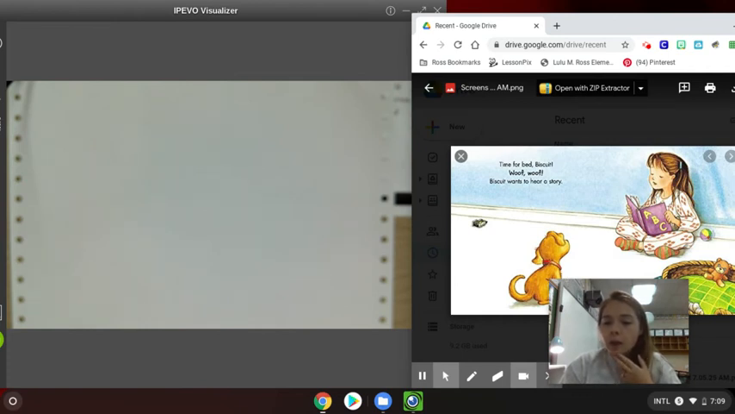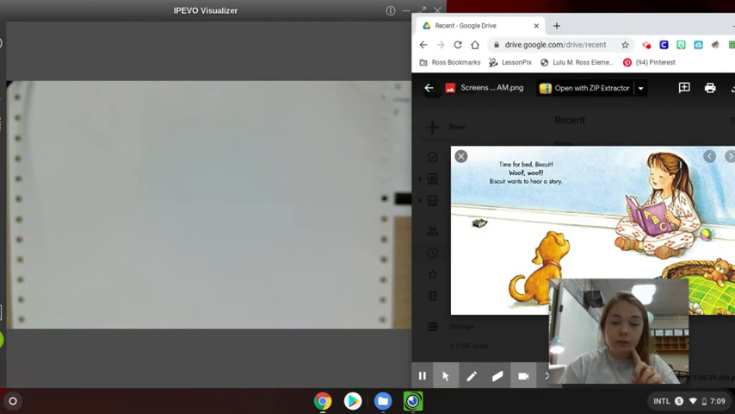Who or what is in the picture? I see a girl and I see Biscuit. I think this time I'm going to make a choice to write about the girl. Now let's think about what the girl is doing. She is reading a story. Let's put that into a whole sentence because I want to make sure that it makes sense. The girl is reading a story.